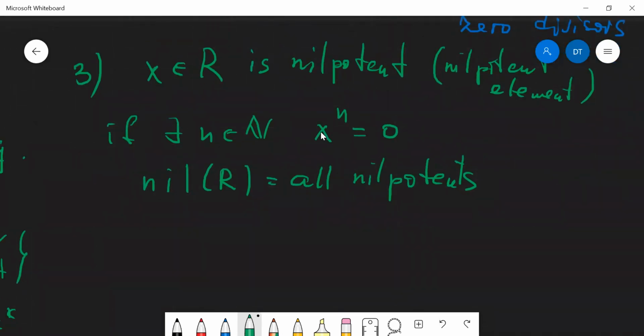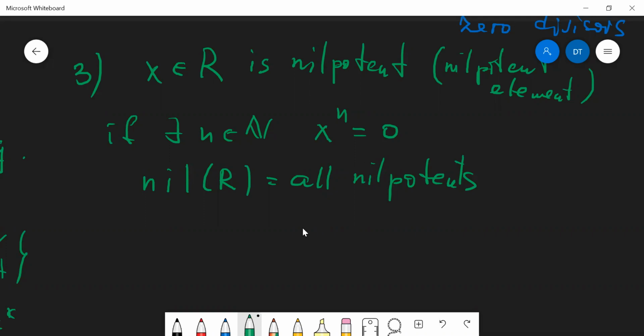If we take X to be 0, then X to the power of 1 is equal to 0, so it's also nilpotent. But it may happen that the initial element X is not necessarily 0, but after raising it to a power, the result becomes 0, like we know with some matrices. A matrix is not 0, but after raising it to a power, it becomes 0.